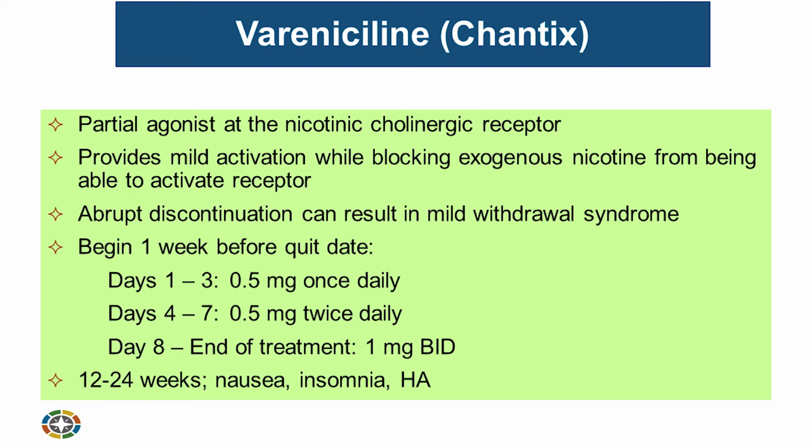And then varenicline. Varenicline is an oral pill. You take it twice a day. It blocks nicotine receptors but slightly activates them. You start at half a milligram once a day for the first 3 days, then half a milligram twice a day for the rest of the week, and then 1 milligram twice a day. Again, it's a mildly activating drug, so you get mild activation of your nicotine receptors, but it blocks the nicotine from working.